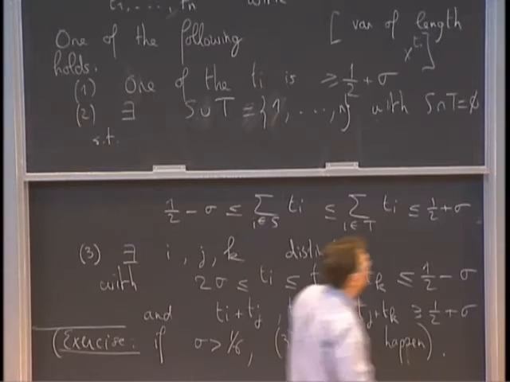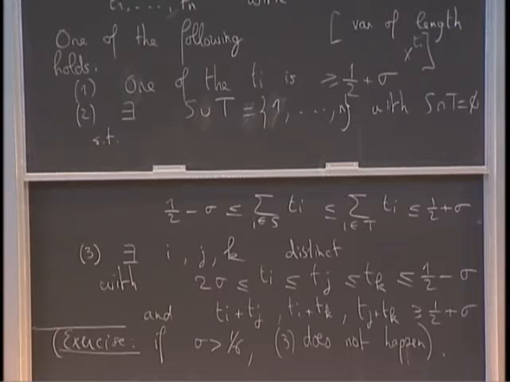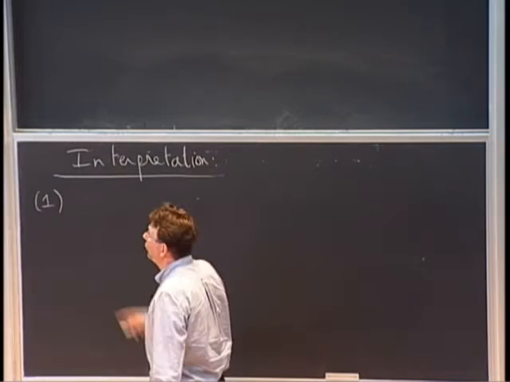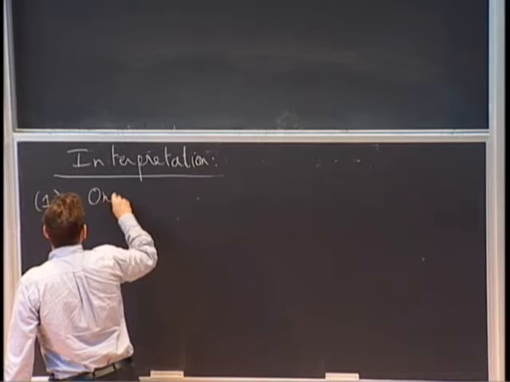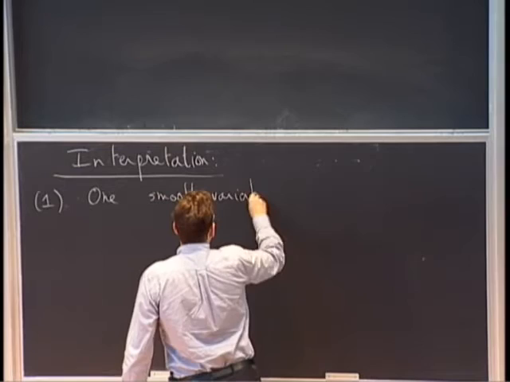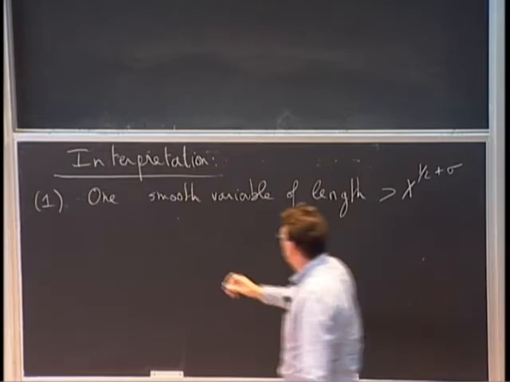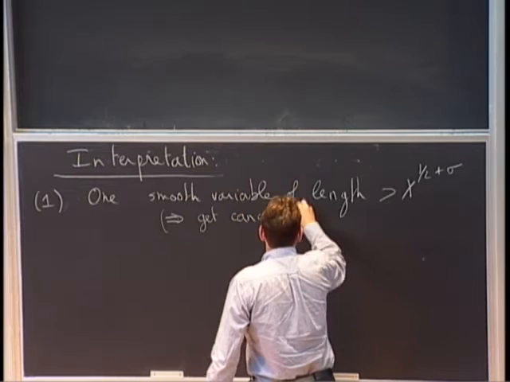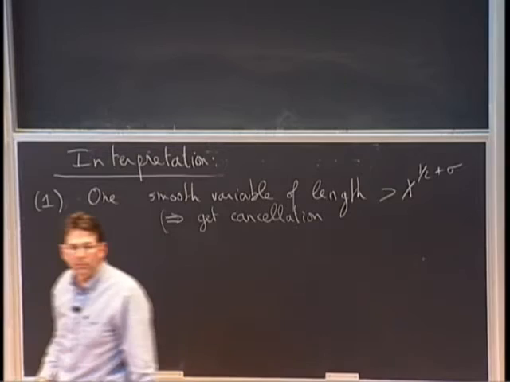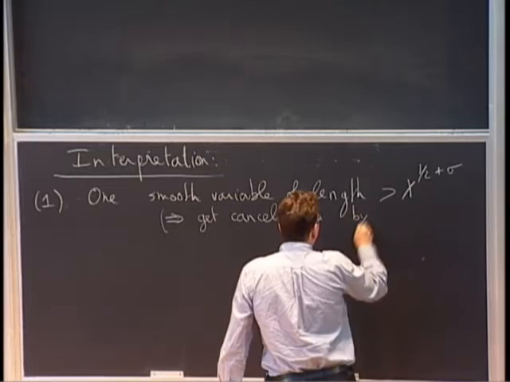So let me now recall the interpretation. I already said some of this in words. I'll repeat it at the same time as I write something. So case 1 means one smooth variable of length significantly larger than square root of x. And then you can get cancellation just from that one by Poisson summation. And cancellation means there might be a main term that will just be eliminated by the expected main term that I'm not writing all the time. Okay, so it's a variant of Poisson summation.